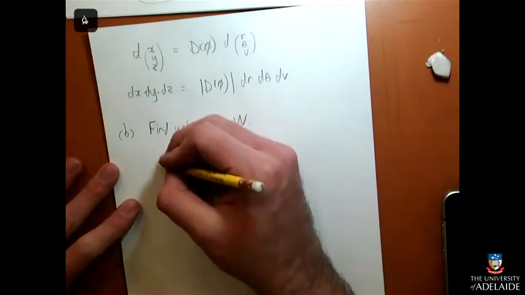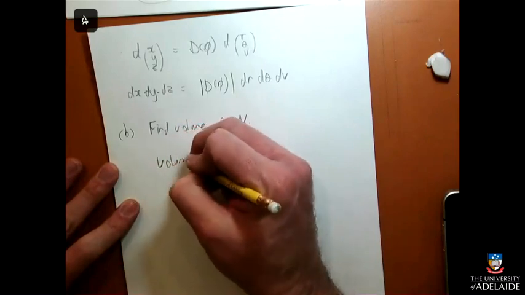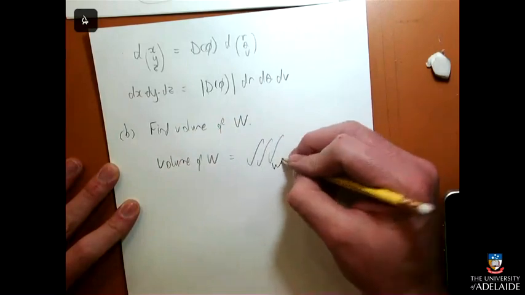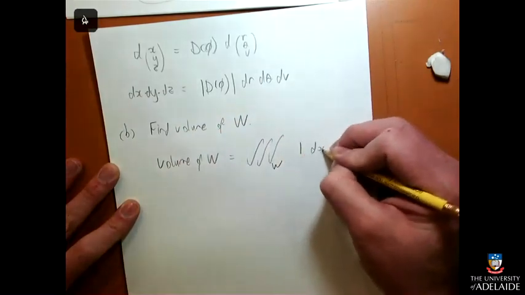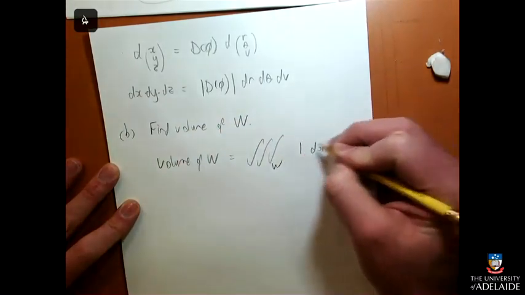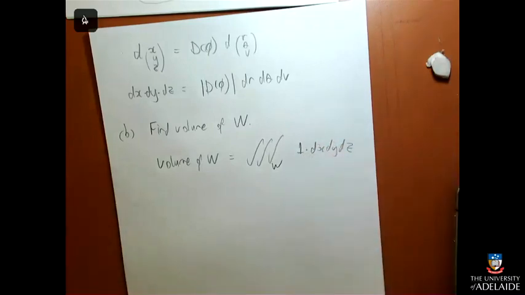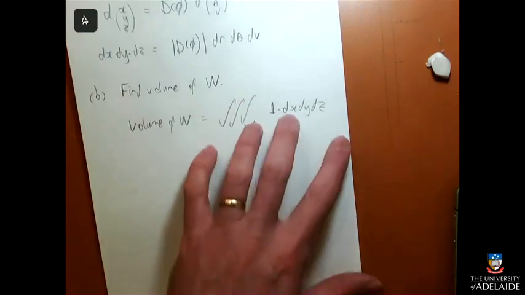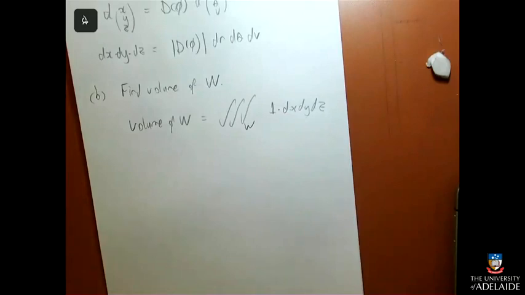Okay, so the volume of W will be the integral across W of 1 dx dy dz. So I really am calculating a volume here. Technically what I'm calculating is a 4-dimensional hypervolume, but it just has the same answer as a volume. Right.